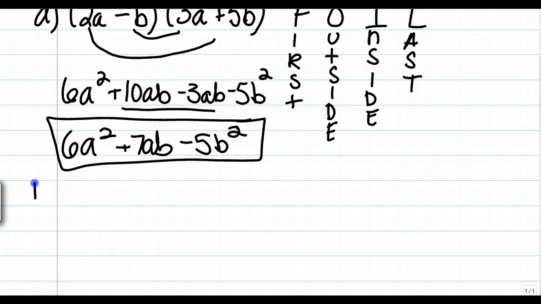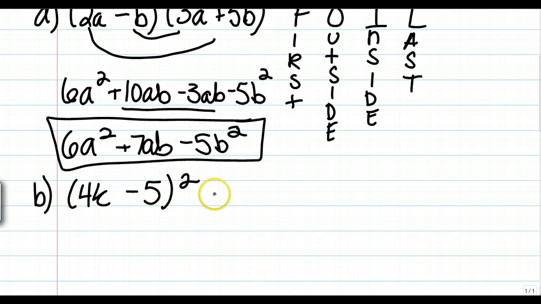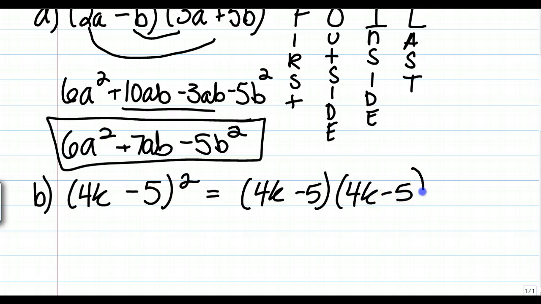Let's do b here. 4k minus 5, the whole thing squared. Now, if you remember in the last lesson, I told you that you are not allowed to distribute the 2 to both parts if there's an addition or subtraction sign here. So that being said, how do you do it? Well, you have to write it twice. That's what that means. If it was a 3, you could write it 3 times. So again, whenever it's squared, you have to write it twice, and then you go ahead and FOIL it.